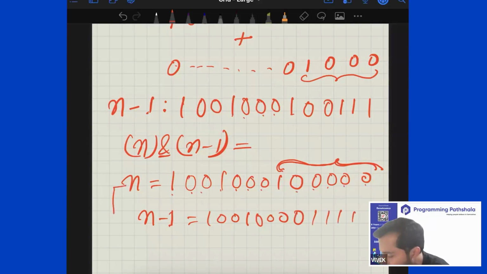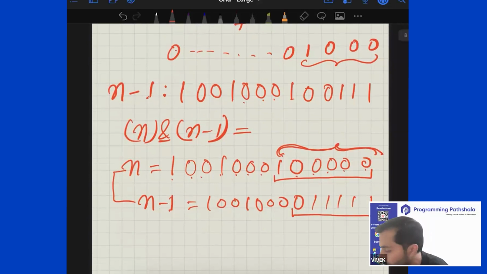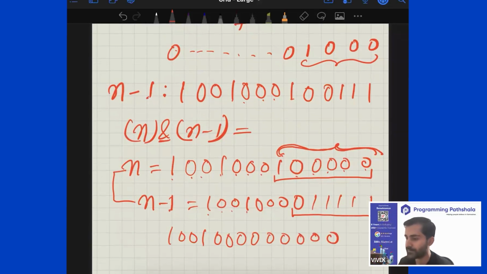Now, if you take an AND of this and that, can you tell me what will happen? All these things will vanish in one shot, right? And the value that you will get will be 1, 0, 0, 1, 0, 0, followed by all zeros. How many zeros? 6 zeros: 1, 2, 3, 4, 5, 6. So do you see what is happening?